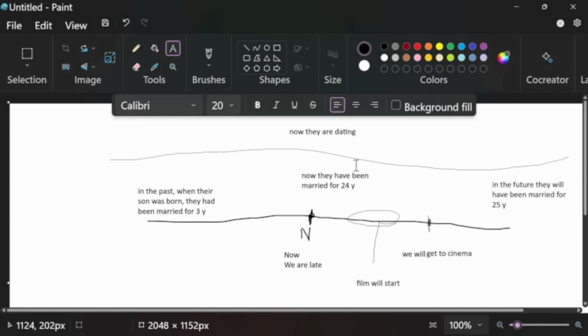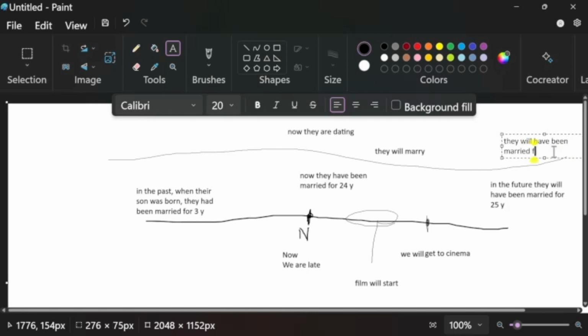Okay? So in the future, somewhere in the future, for example, we can say they will get married. Or they will marry, right? They will marry or they will get married. They will marry in the future. And even further in the future, they will have been married for, depending on the time, we could say, for example, 3 years.